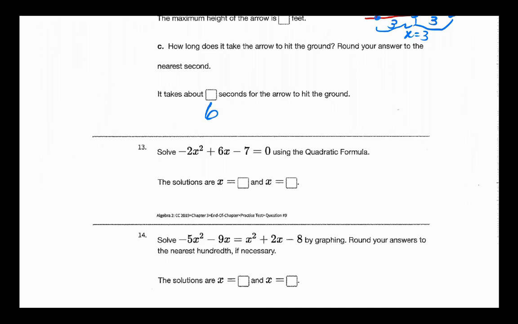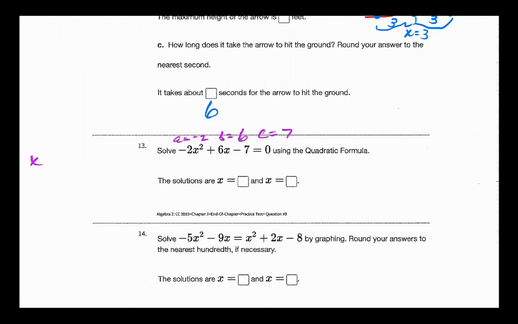So on 13, we're almost done here, people. On 13, we're just going to use the formula. Remember, I told you it's up on a poster on the wall in my room, and all you have to do is plug and chug. So we're going to say our A is equal to negative 2, our B is equal to 6, and our C is equal to 7. So I'm just going to plug it in.